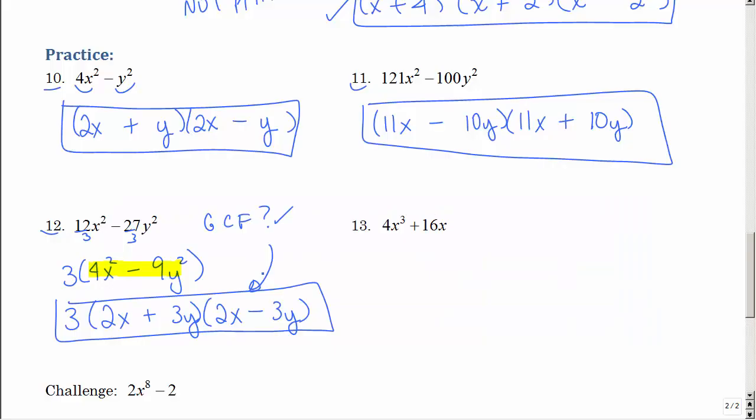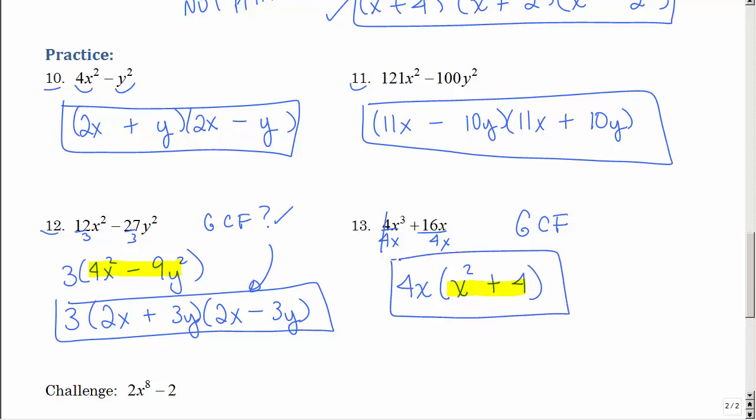Number 13, again I do see a plus sign, but is there a greatest common factor? Yes, they're both divisible by 4 and they both have an x. So if I divide them both by 4x, that would leave me x squared plus 4. Can I go further? No, I cannot. That's my answer. Again, not prime because I did take out a GCF.